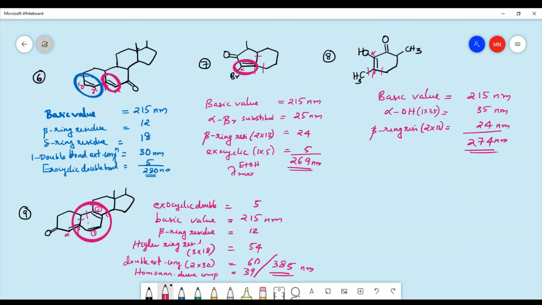So this is how you will be calculating the lambda max for alpha beta unsaturated carbonyl compounds.